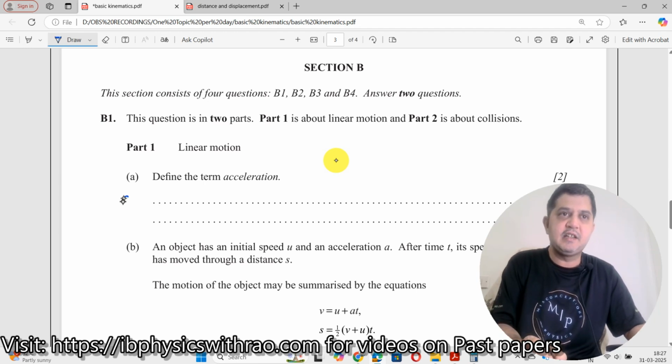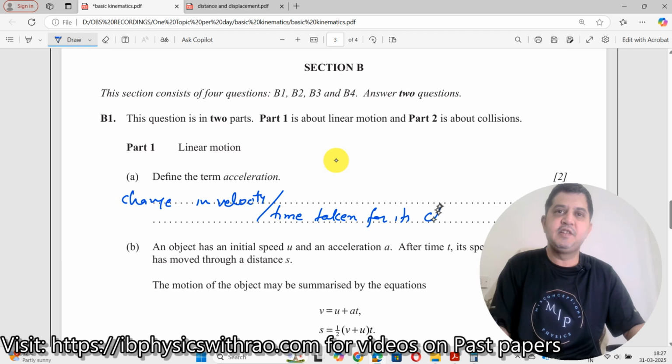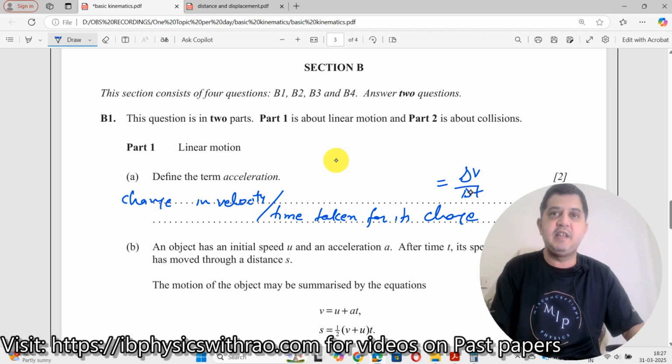So you should write change in velocity divided by time taken. So this is nothing but your acceleration, which you can also write as delta v by delta t, but just don't write the equation. You need to define, because when you write the equation and just leave it like this, it's of no use.